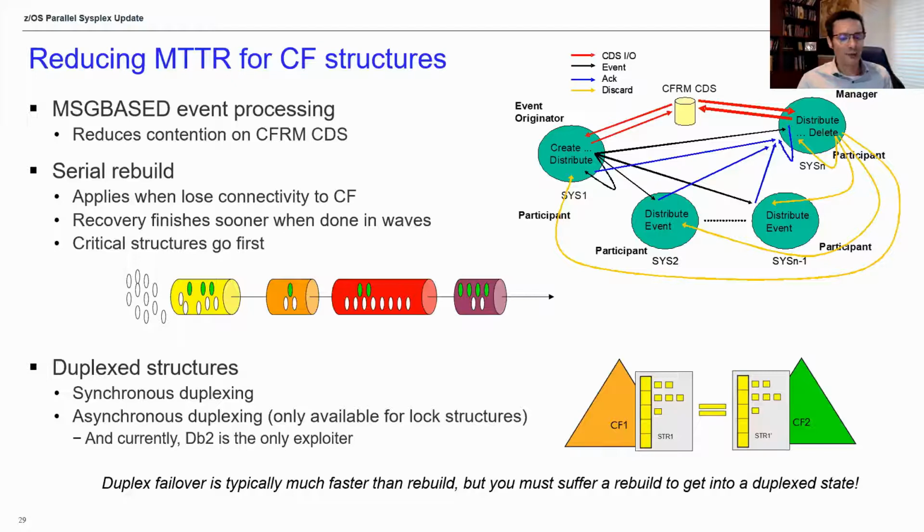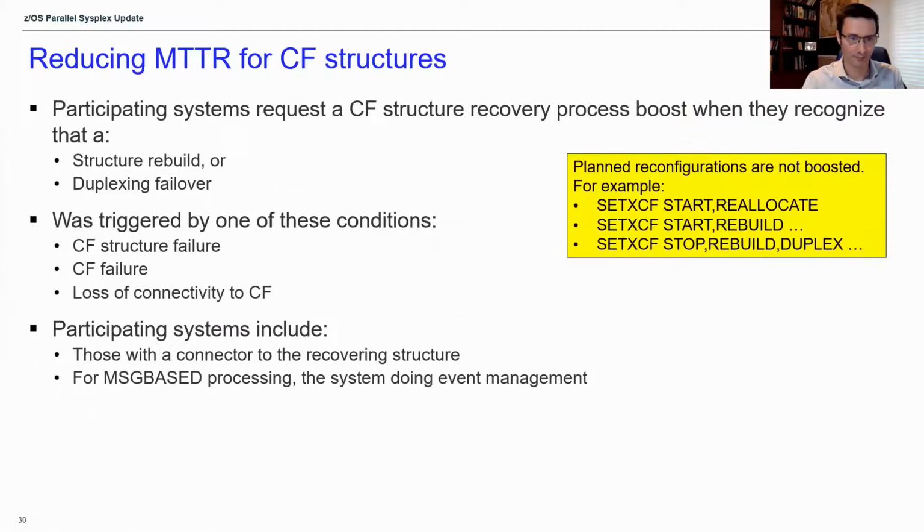And again, with duplex structures, that's the fastest way to accomplish a failover, but even then we still need to suffer a rebuild to initially get it into that duplex state. So rebuild is still in play for that. We have MTTR improvements for this, but there are still delays during this quiesce period. So when are we going to actually leverage a boost?